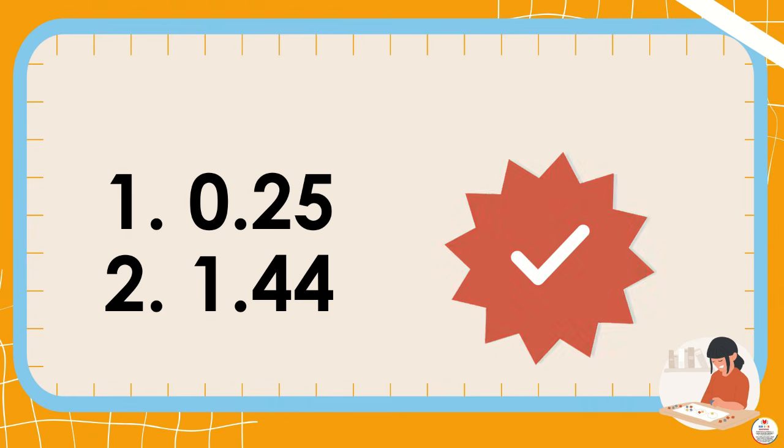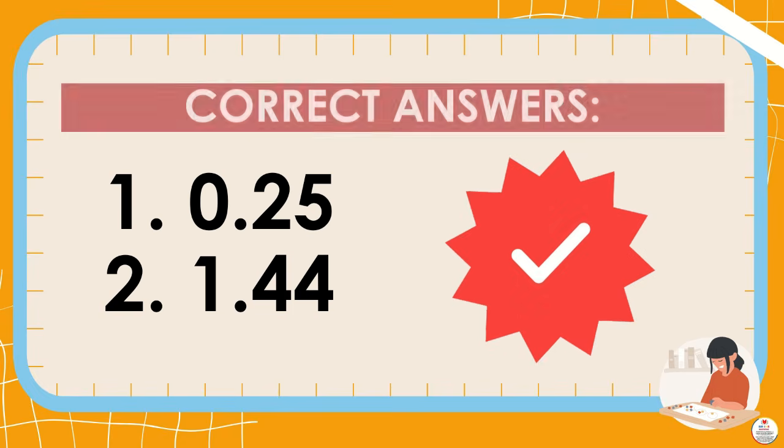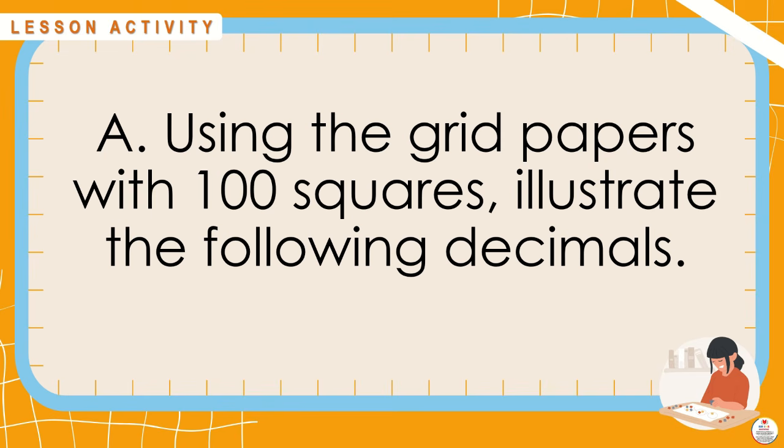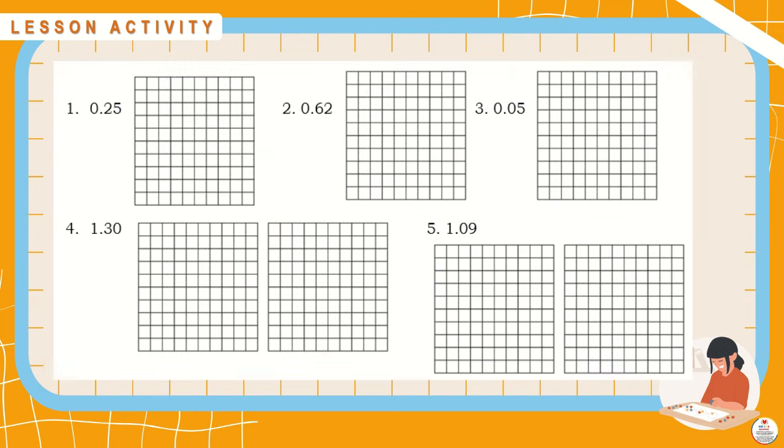Here are the correct answers. For number 1, 25 hundredths. Number 2, 1 and 44 hundredths. For the lesson activity, using the grid papers with 100 squares, illustrate the following decimals. Number 1, 25 hundredths. 2, 62 hundredths. 3, 5 hundredths. 4, 1 and 30 hundredths. 5, 1 and 9 hundredths.